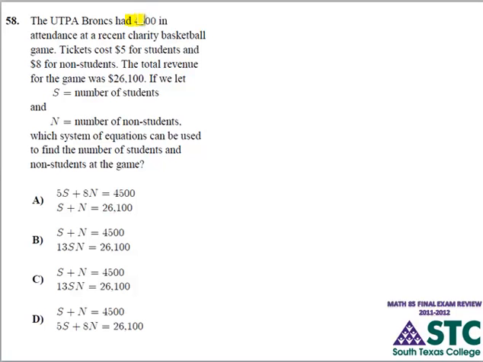So we know that there were 4,500 people in attendance at this game. We know tickets were $5 for students, $8 for non-students. We know the total revenue that came in for the game was $26,100. And we know that we will use the variables S to represent the number of students, N to represent the number of non-students. So now we can go about setting up our system.